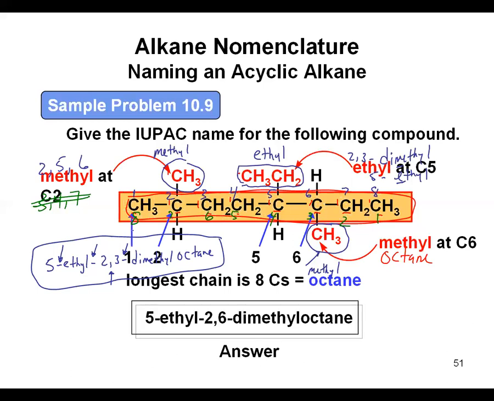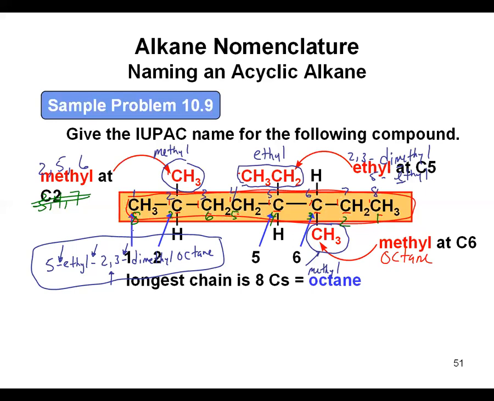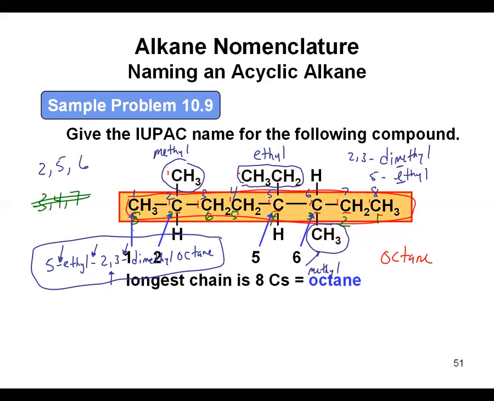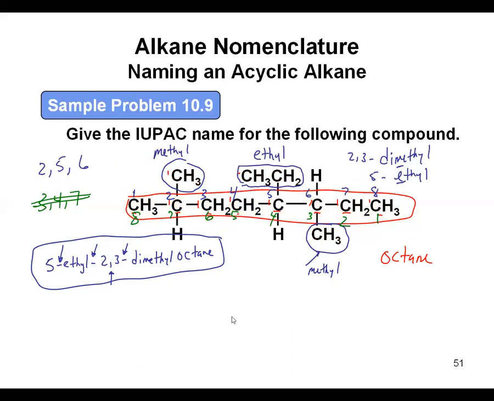5-ethyl 2,6. Oh, it is 6. I just did that, so let me fix mine then. Thank you. I just can't count apparently, right? There we go. They are right. I had it written right here, but not over here. So that is a 6 over there. Yeah, that's better. There you go.